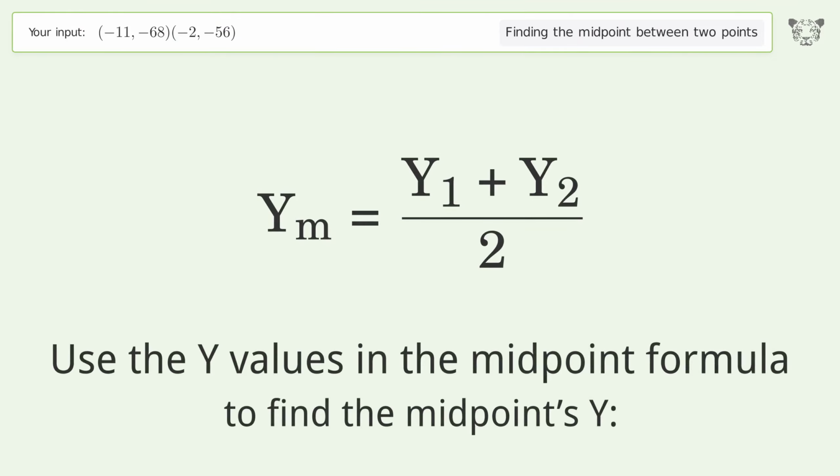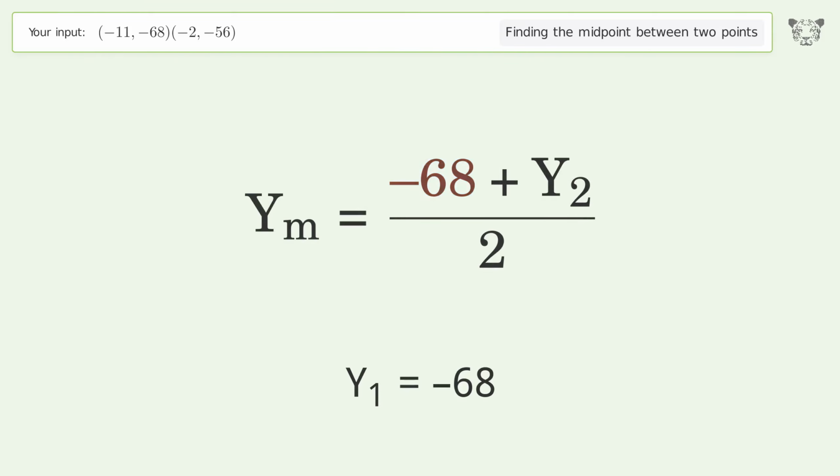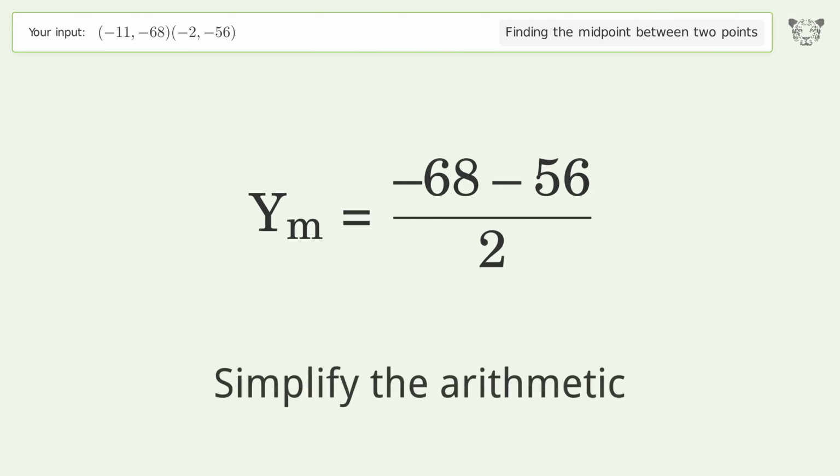Use the y values in the midpoint formula to find the midpoints y. y1 equals -68. y2 equals -56. Simplify the arithmetic.